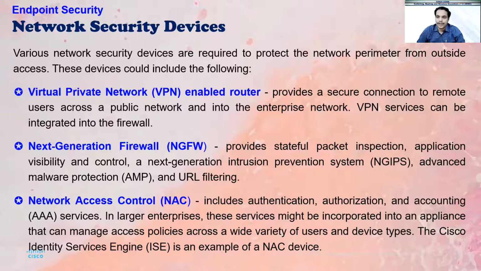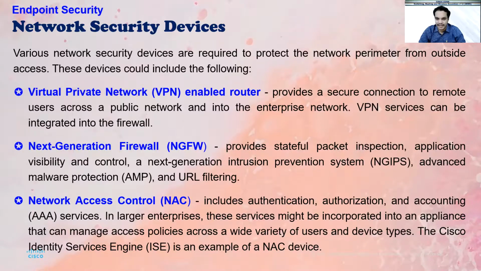The third one is network access control, NAC. This includes authentication, authorization, and accounting services, commonly termed AAA services. In large enterprises, these services can be incorporated into an appliance that can manage access policies across a wide variety of users and device types. One example for that is Cisco's Identity Services Engine, ISE, which can be quoted as an example of a NAC device.